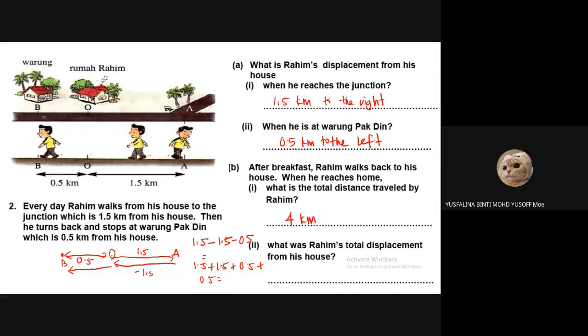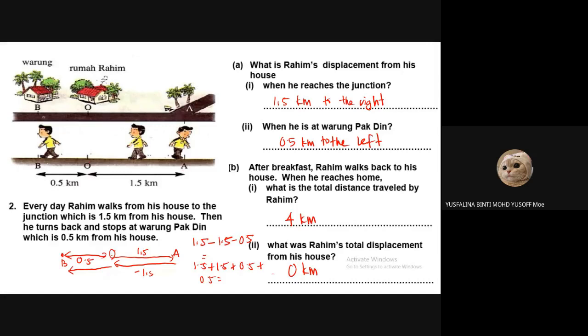Okay, all right. And then number 2, what was Rahim's total displacement from his house? So anyone, what is the total? Yes, good. 0 km. Okay, 0 km. So any object or any movement that goes back to its original position.